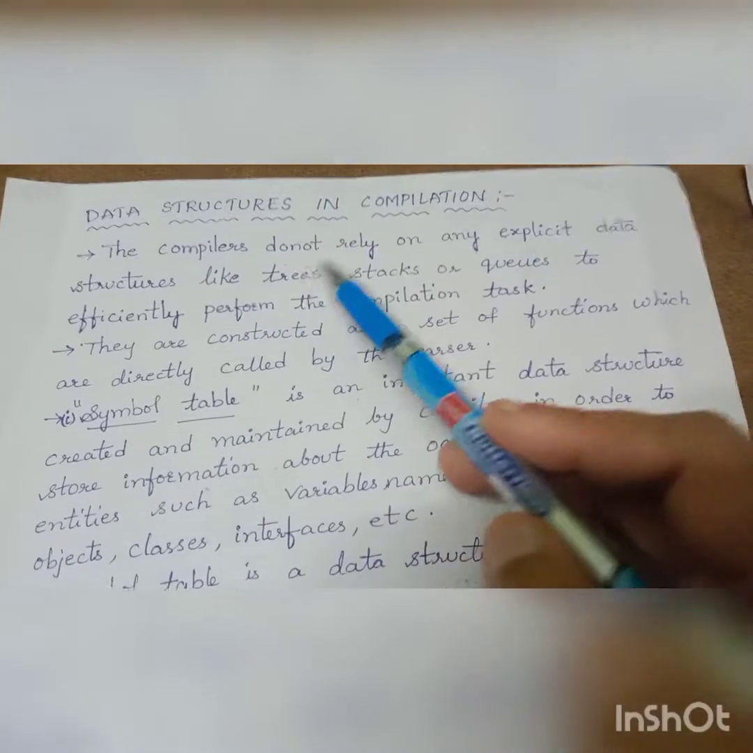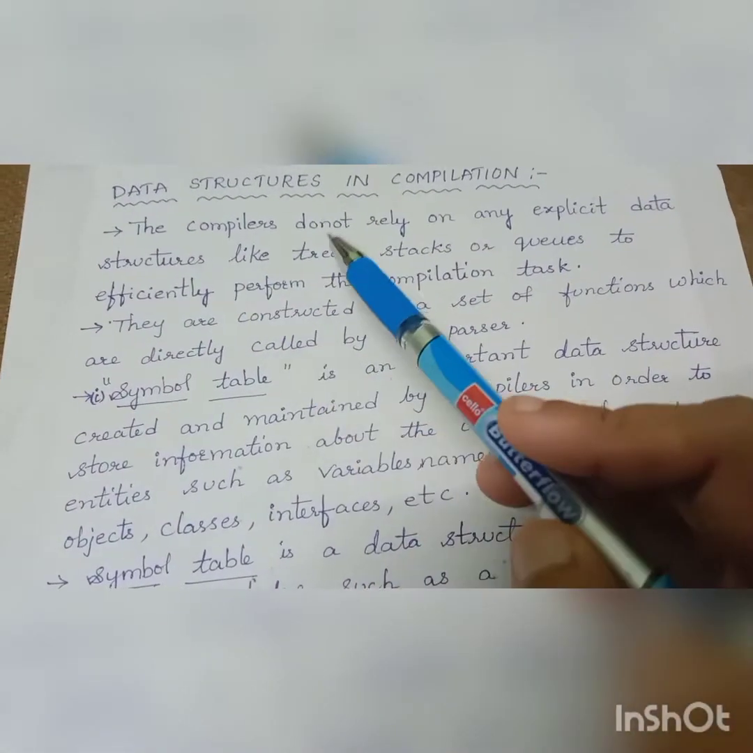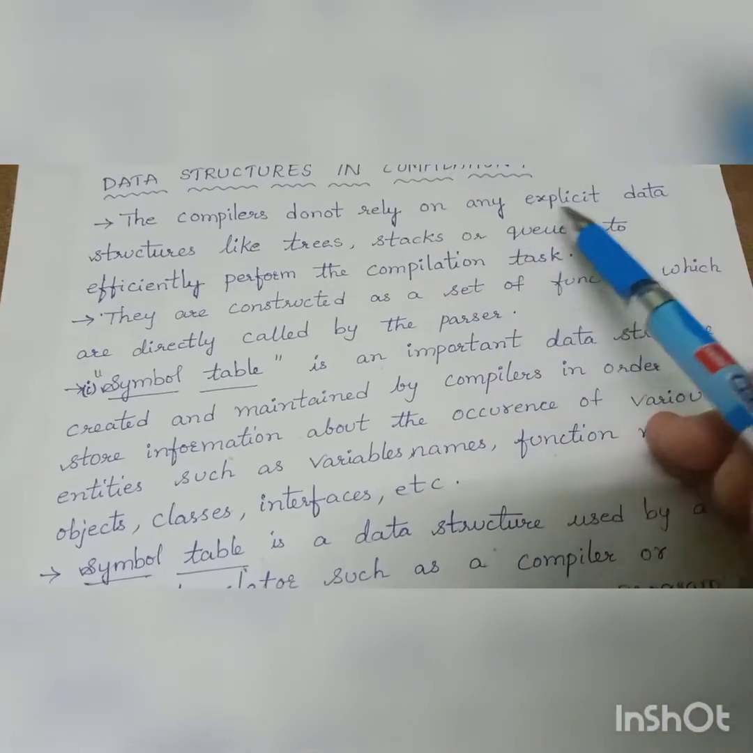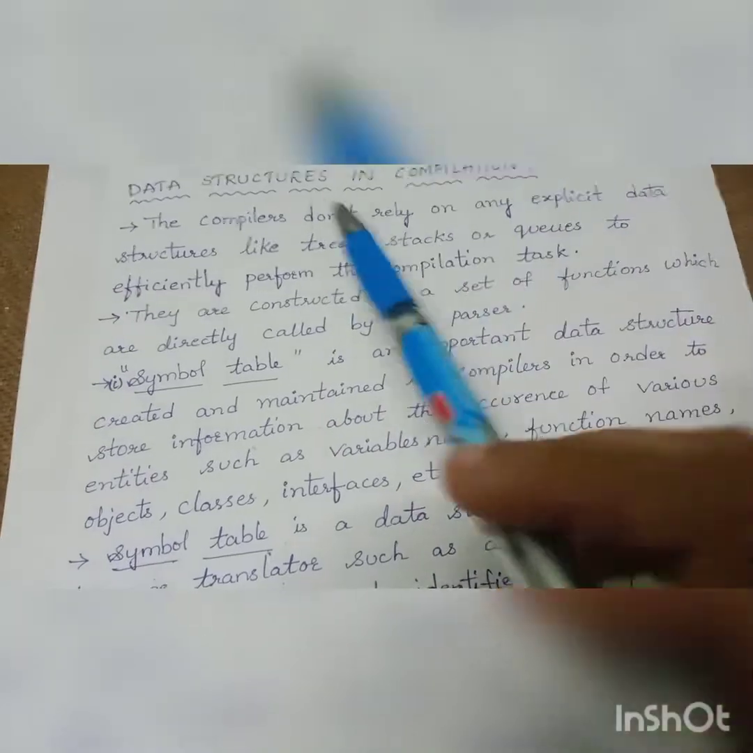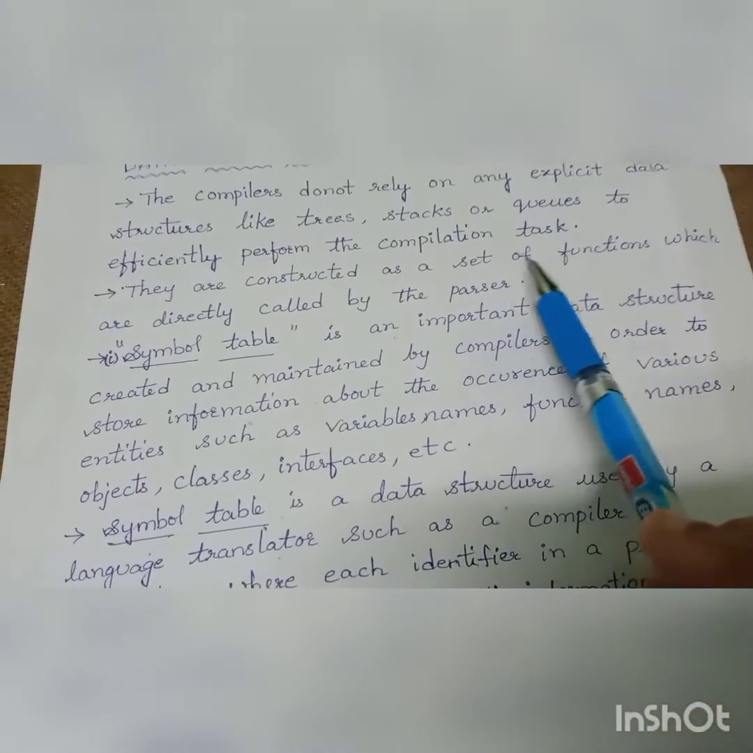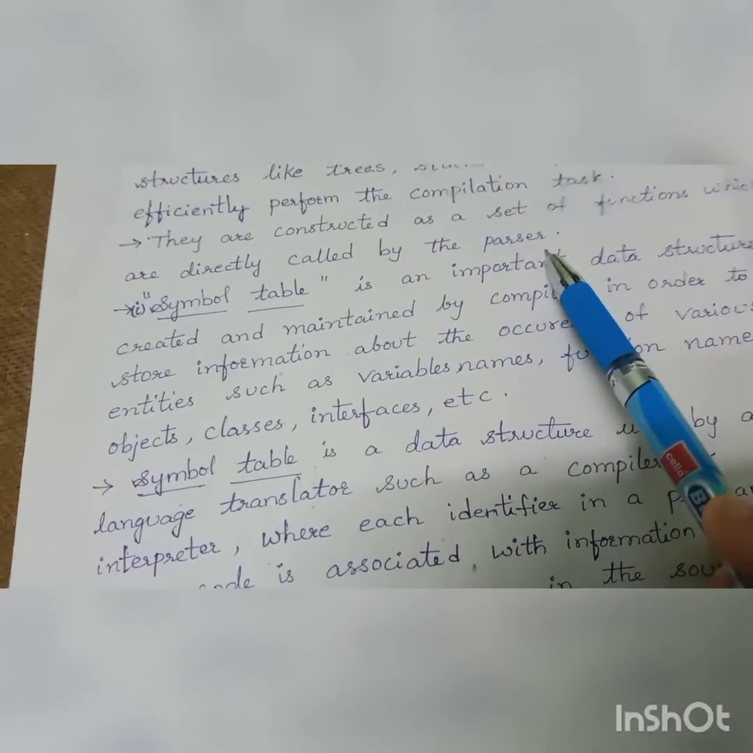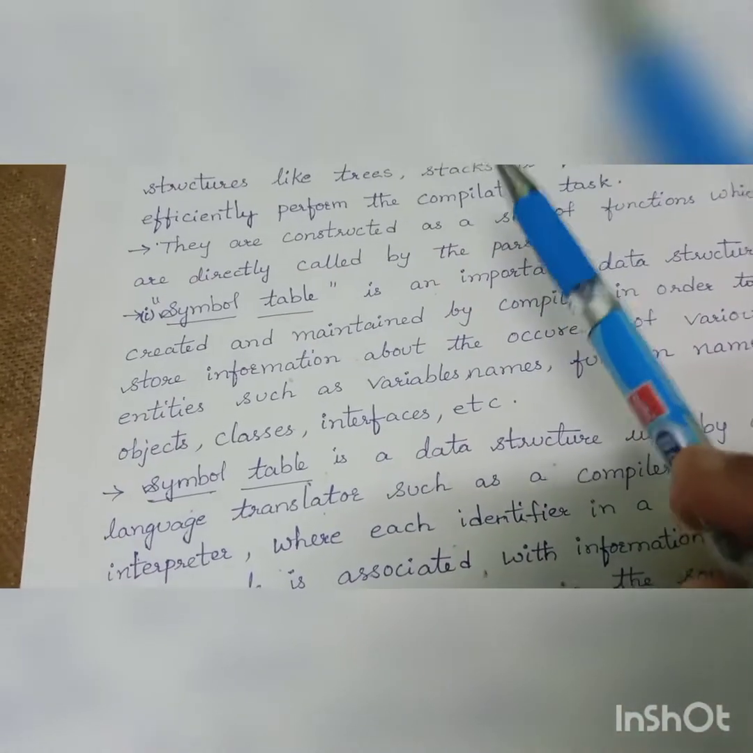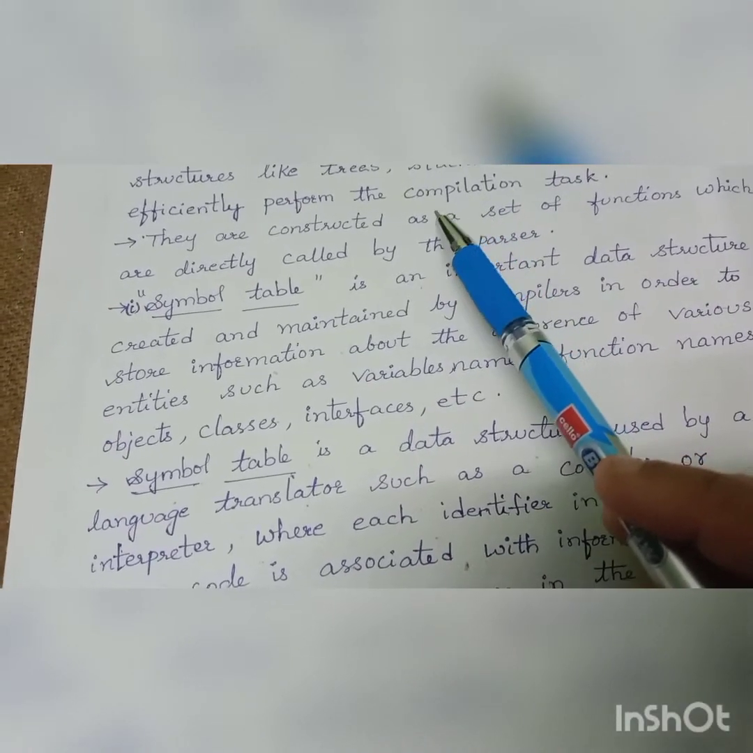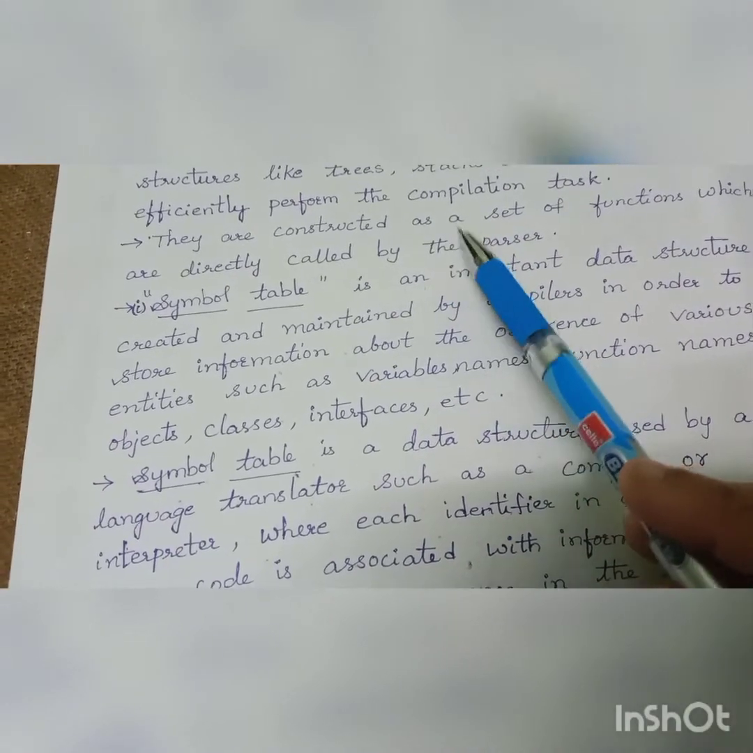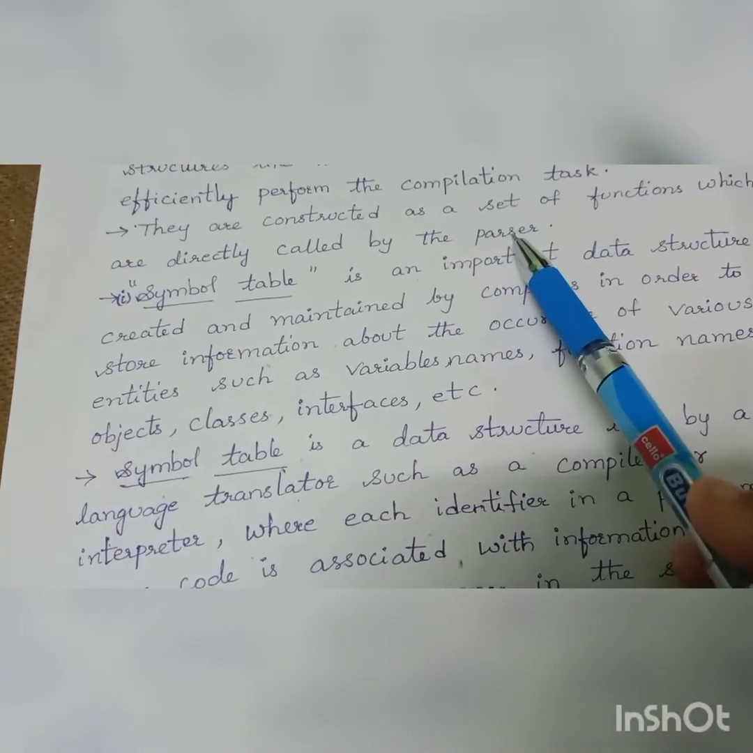The compilers do not rely on any explicit data structures like trees, stacks, or queues to efficiently perform the compilation task. They are constructed as a set of functions which are directly called by the parser. So, the data structures that we use in compilation are constructed by a set of functions which are called by the parser.